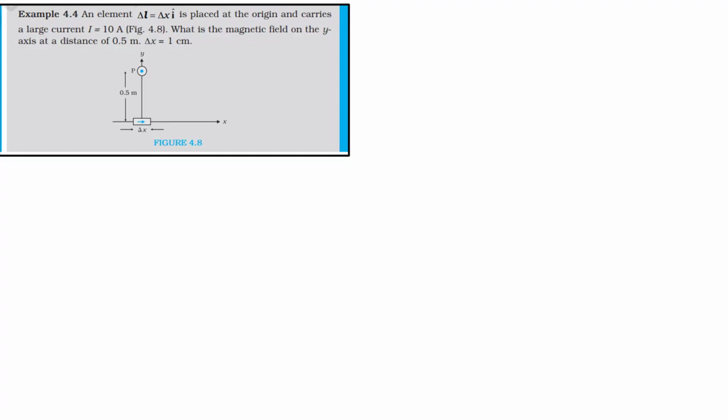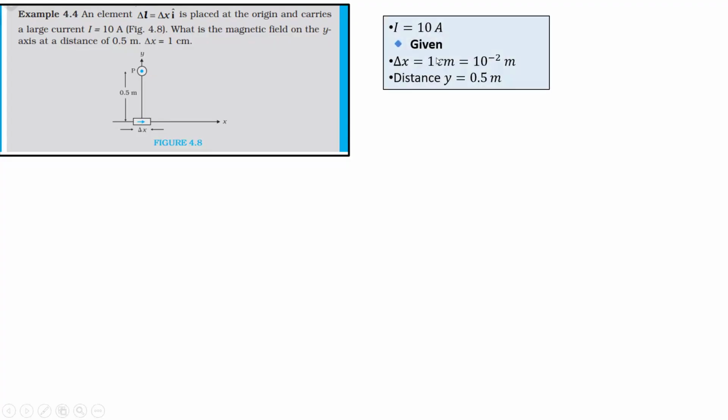First, we will see what the given values are. I equal to 10 ampere. Current is flowing here, that is 10 ampere. And delta X, the length of the current carrying element, is 1 centimeter. We will convert into meter, 10 to the power minus 2 meter. We have to find the magnetic field at point P, that is at the distance of 0.5 meter.